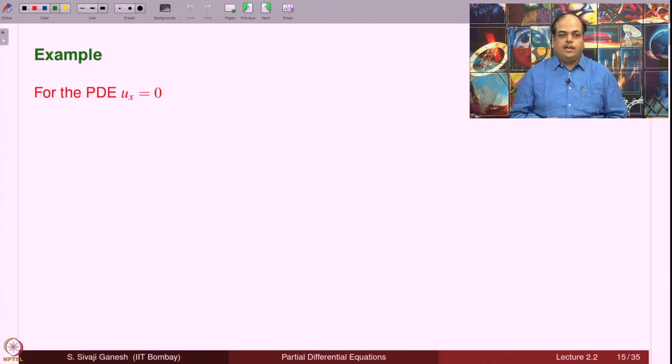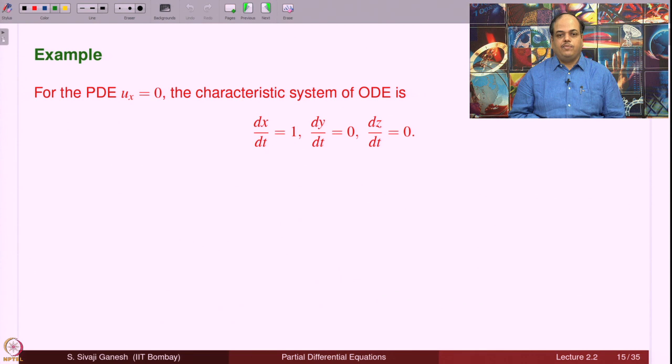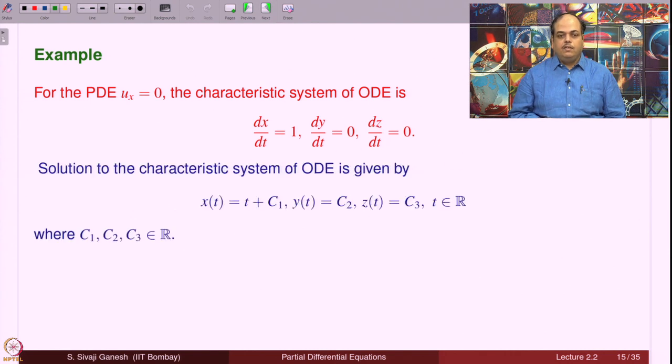Now, let us look at an example. For this PDE, ux equal to 0, very simple PDE, let us say it is a PDE in two variables x and y. The characteristic system of ODE is dx by dt equal to A. In this example, A is 1, B is 0 and C is 0. Therefore, dy by dt is 0, dz by dt equal to 0. We can integrate them. x of t equal to t plus constant, y of t equal to another constant, z of t equal to another constant, where C1, C2, C3 are real numbers.